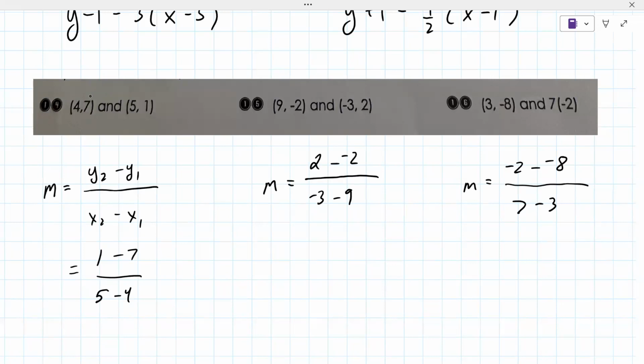Okay, almost done. Number 16 is kind of throwing me off. I don't know if it's a typo. It's 7 comma -2 is what I would go with. So it's a typo? Okay. Yeah.